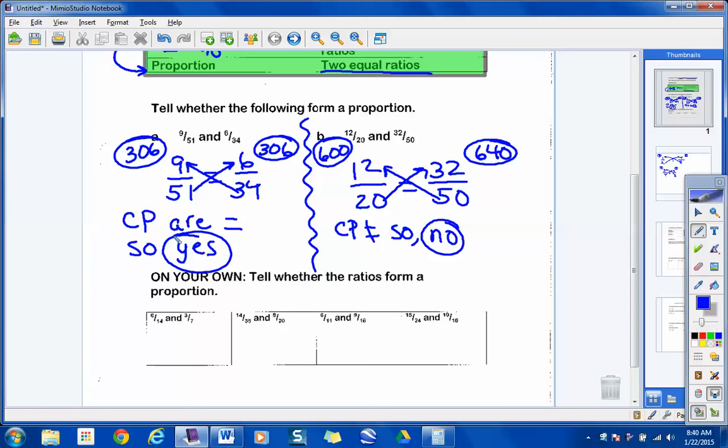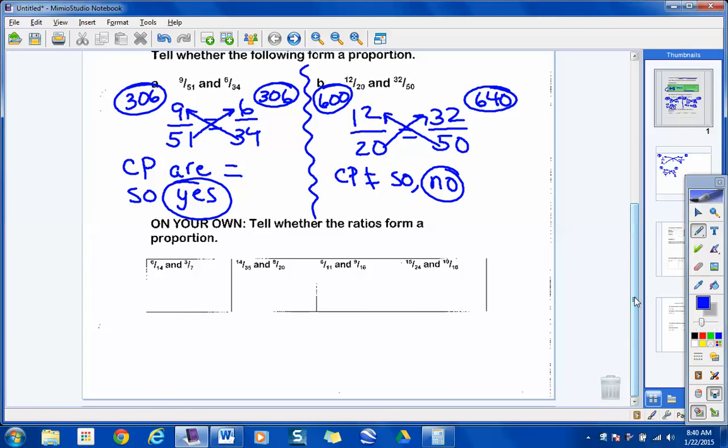Okay, guys, go on to those four down below. Tell me which ones are proportions and which ones are not. Take a minute. Check with your neighbor, see if you've got them. If you disagree, talk about what it is you disagree about.